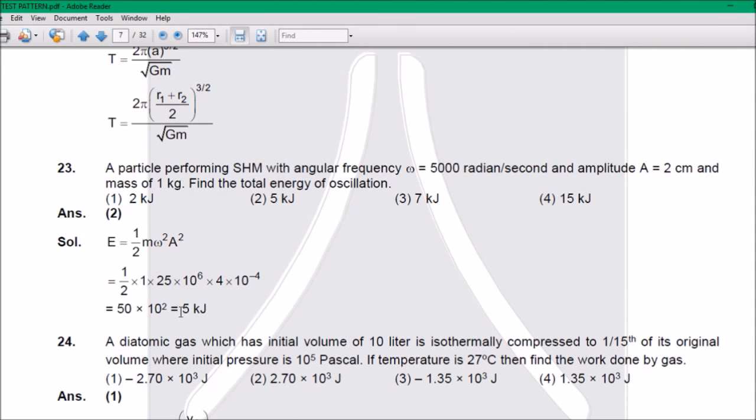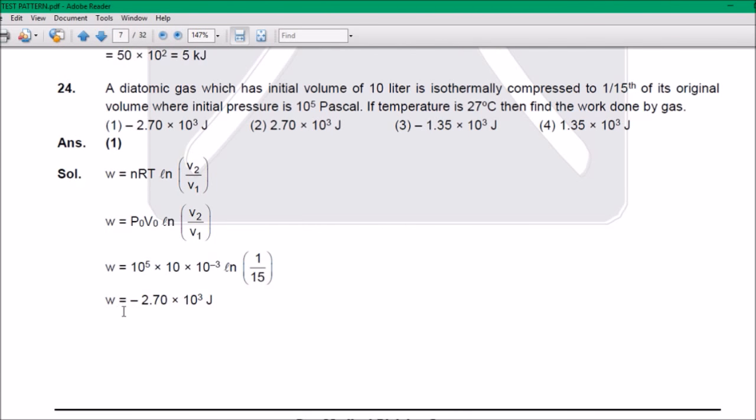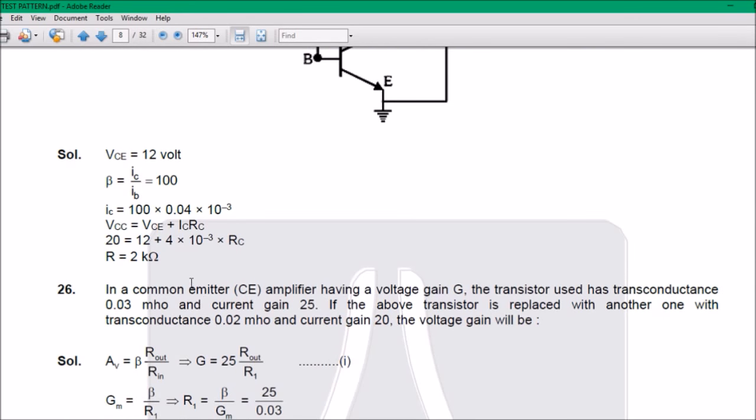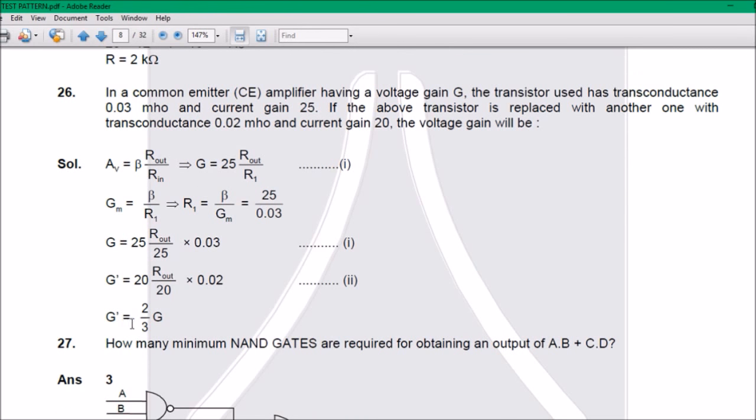50 into 10 raised to the power 2 is equal to 5 kilojoule. This one. Question number 24. The answer is W is equal to minus 2.70 into 10 raised to the power 3 joule. Okay. And question number 25. The answer is 2 kilo ohm. Question number 26. The answer is 2 by 3 G.